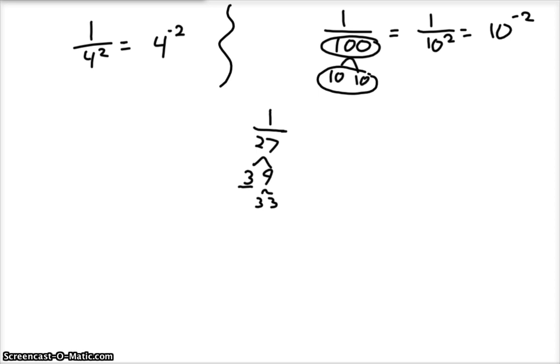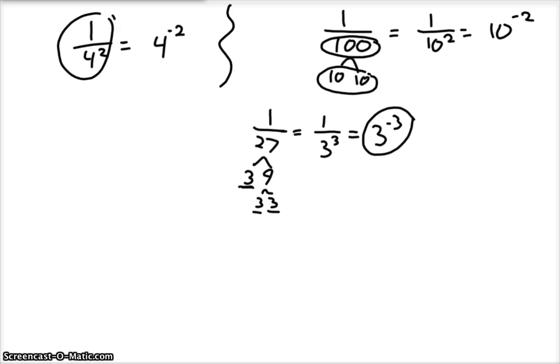Oh! Now I have 1, 2, 3 threes. So I'm going to say this equals 1 over 3 cubed, which if I want to write as a negative exponent, I'm going to have not negative 3, I'm going to have 3 to the negative 3 power. So those are our steps. Some things might be simple, like this one, and some things might take more effort, where you have to write out the factor tree. Don't be afraid to use up room in your notebook. Okay? Alright, moving on down.